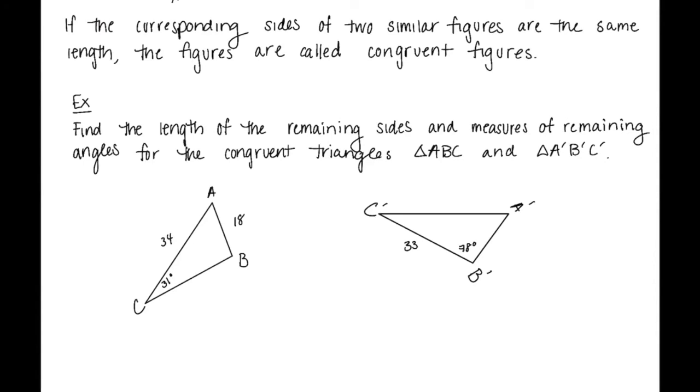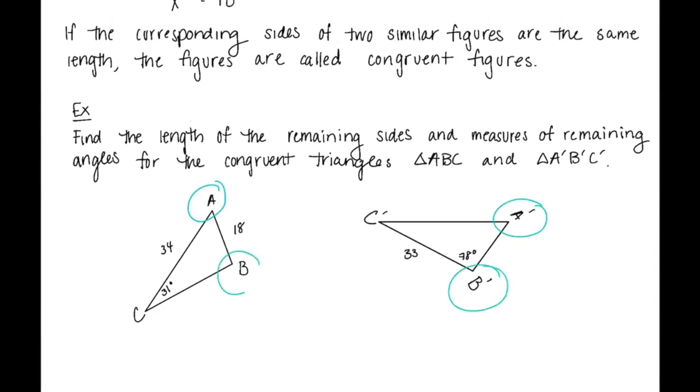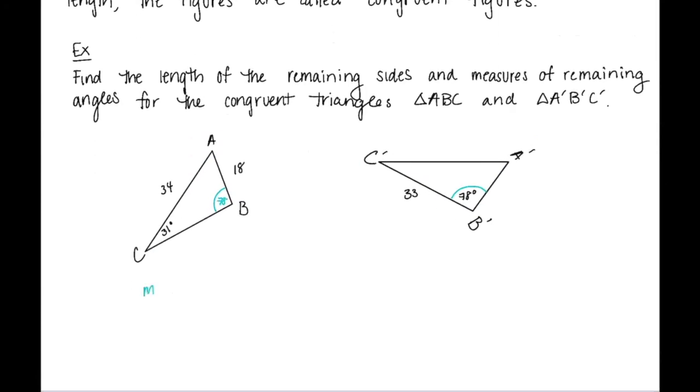So I'm going to go ahead and start with the angles before I do the sides. These match up with each other. So that prime indicates that it's the side or angle corresponding to it. So right off the get-go, angle B is 78 because B prime is 78. So the measurement of angle B is 78 degrees. Likewise, angle C is 31. So C prime has to be 31.